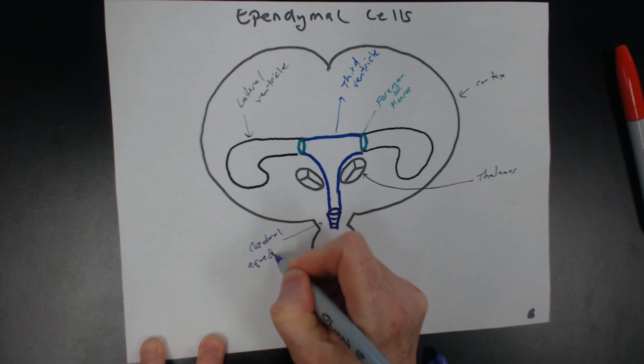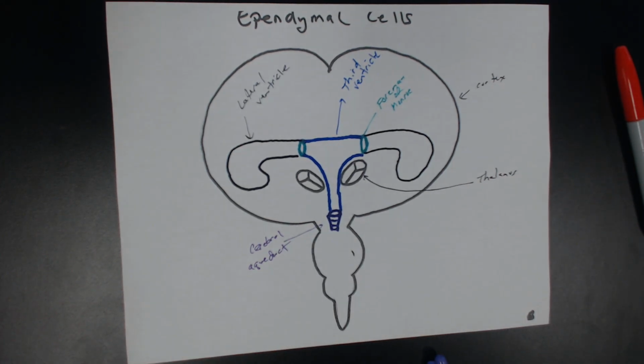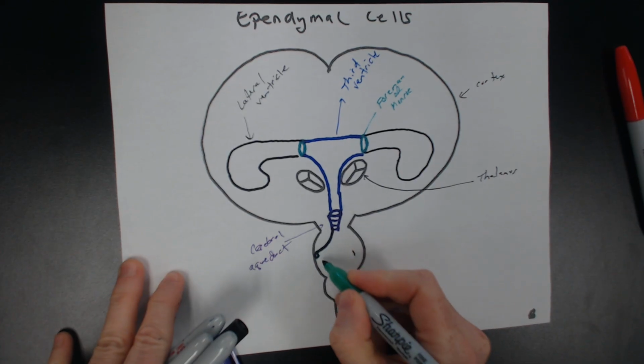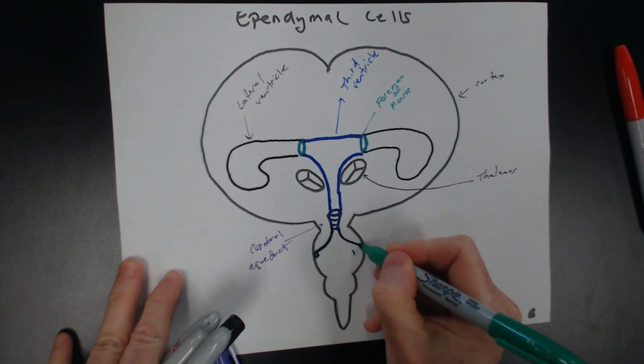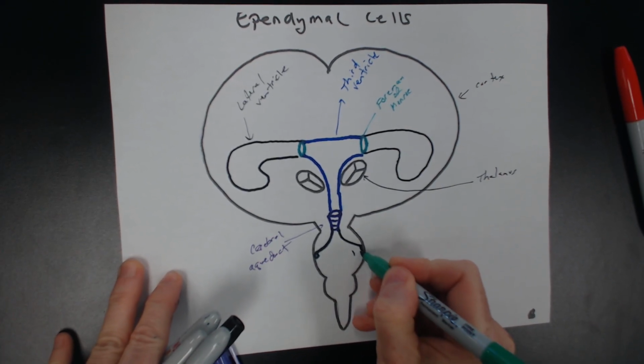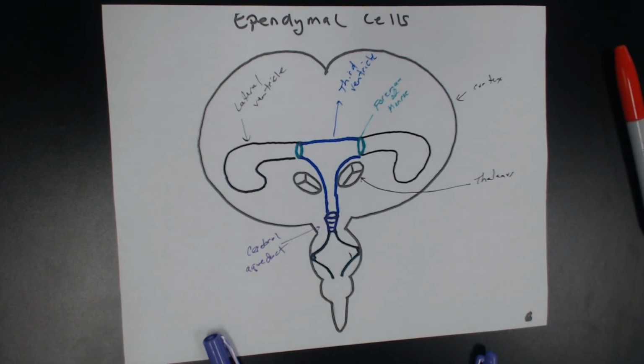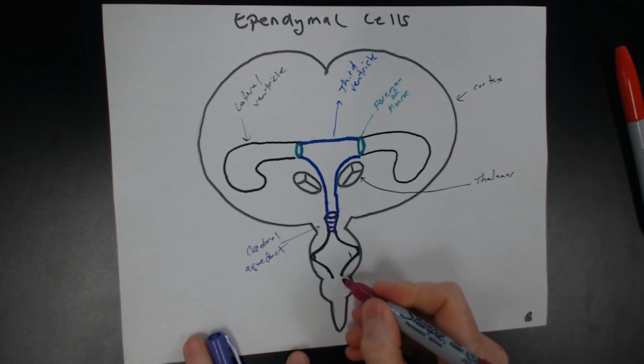Aqueduct. Okay, and then underneath the cerebral aqueduct, there's going to be another ventricle. Does anybody remember what that one is? There's your fourth ventricle. Good. So coming down here, you're going to make some connectors on the side. Fourth ventricle. And then from the fourth ventricle all the way down through the spinal cord is going to be your central canal.